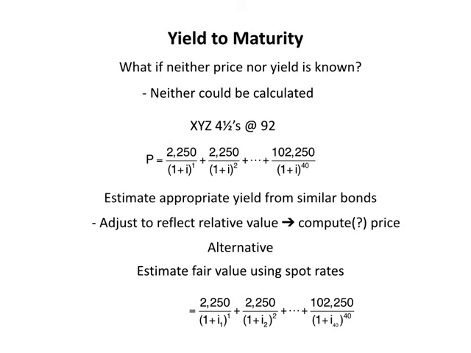Since that's 20 years or 40 semi-annual periods in the future, we'd want to discount that by a 20-year rate or an I sub 40. Summing the discounted present value for each of the cash flows provides an estimated fair value. The estimated fair value substitutes for the price on the left-hand side of the price yield formula, then solve for the yield to maturity consistent with the estimated fair value. Again, this is not actually calculating the bond's yield. Based on an estimate of fair value, which becomes a proxy for price, one can calculate the yield to maturity consistent with that estimated price.